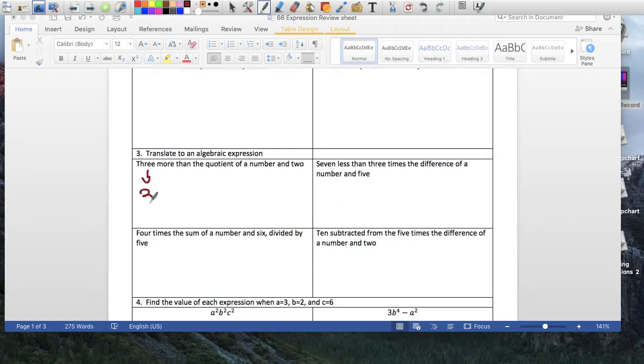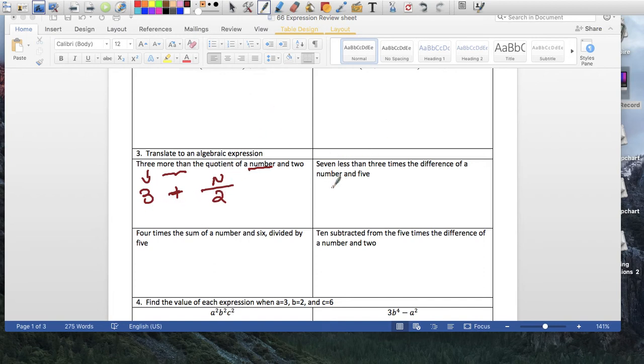3 means 3. More than means plus. Quotient is implying division, so I'm going to put a fraction sign because that's what I'd like you to use for division. The quotient of a number that I don't know, which we represent as n, and 2. So this is going to be equal to 3 plus n over 2.